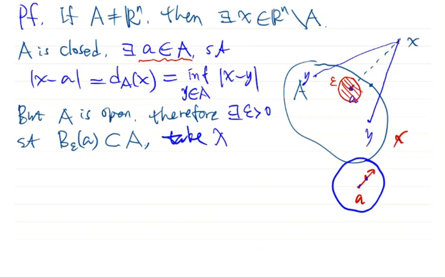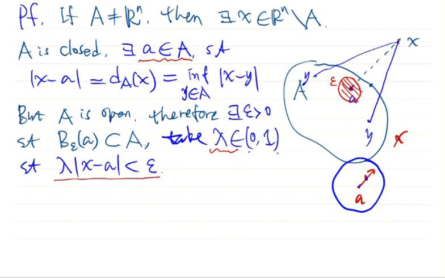Take a lambda, greater than 0, less than 1, such that lambda multiplied by the distance from X to A is less than the neighborhood epsilon. Of course, such a lambda exists. Okay, we can take a lambda that satisfies these two properties. Firstly, it belongs to the open interval (0, 1), and it also makes this inequality valid.